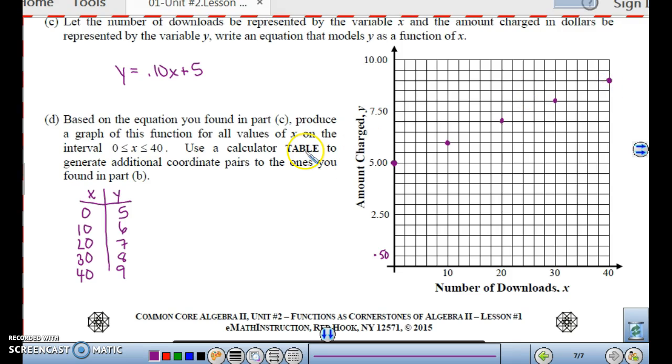Okay, so I've graphed this from 0 to 40. I draw my nice neat line in here, and all of those will line up because this is a nice linear function. There we go. So that is the table that we just did of this function.